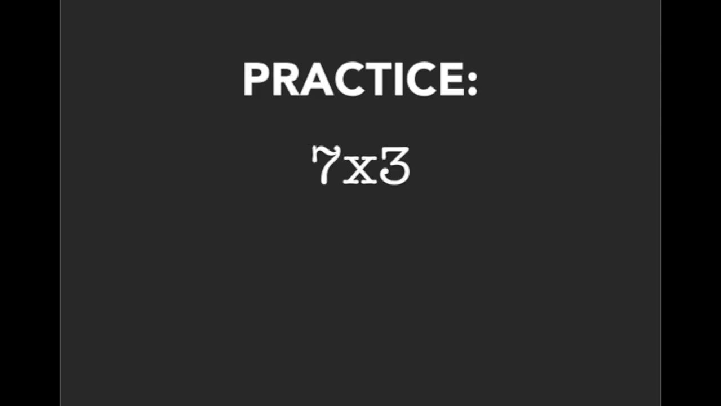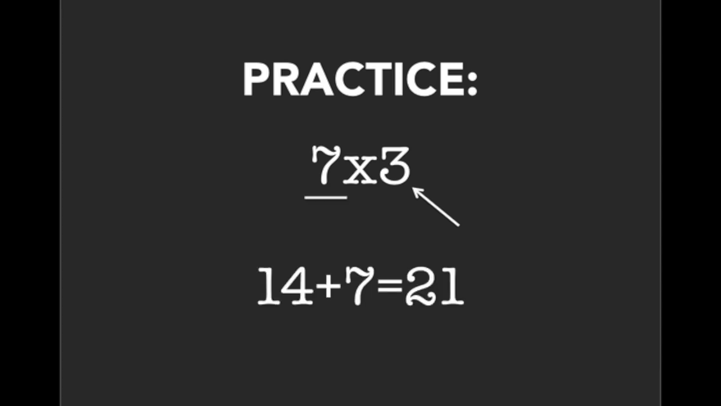The next one, let's practice. 7 times 3. So our first step, we identify that there's a 3 in this equation as one of the factors, so we know that we can take the double of 7 plus one more group of 7. So 14 is the double plus one more group equals 21.